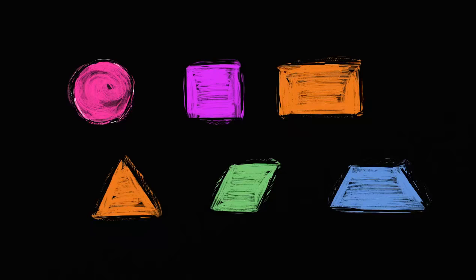I have a bunch of shapes here. Let's think about what they are. So this first shape here, you probably recognize it. It's the shape of the moon in the sky, or at least on a full moon. And we call it a circle.